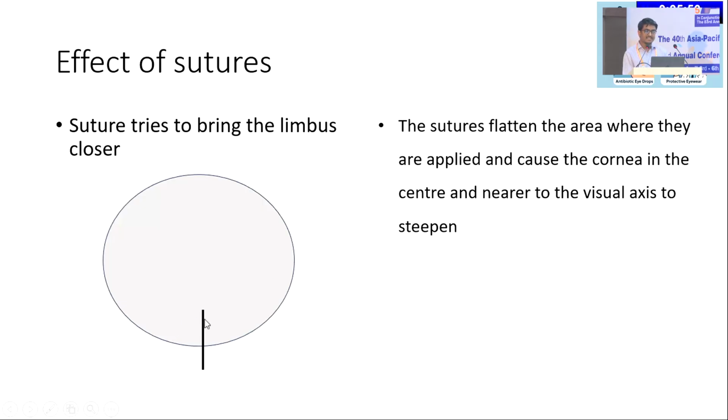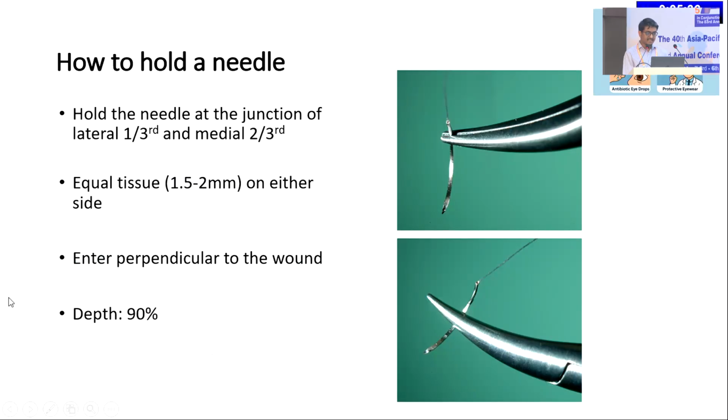As far as the effect of suture on the keratorefractive aspect of cornea is concerned, if we have placed a suture here, what exactly does it do? It brings the two limbus closer. That means it causes steepening of this particular axis, and simultaneously, because of the coupling effect, it causes flattening of the perpendicular axis.